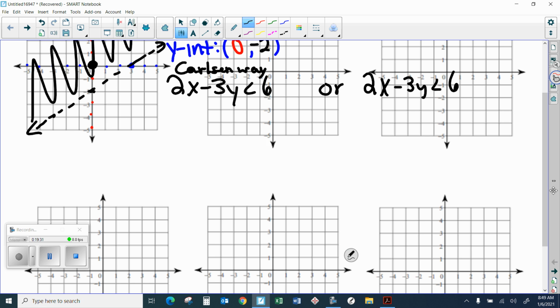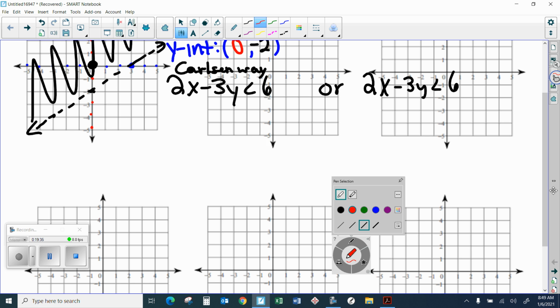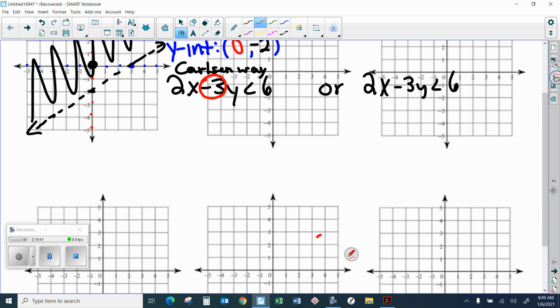You look at the y coefficient. What is the y coefficient here? Negative 3. If it's negative, you are moving that y term to the other side to make it positive every single time. This does not change if it's an equal sign or not. This is how I always teach it.